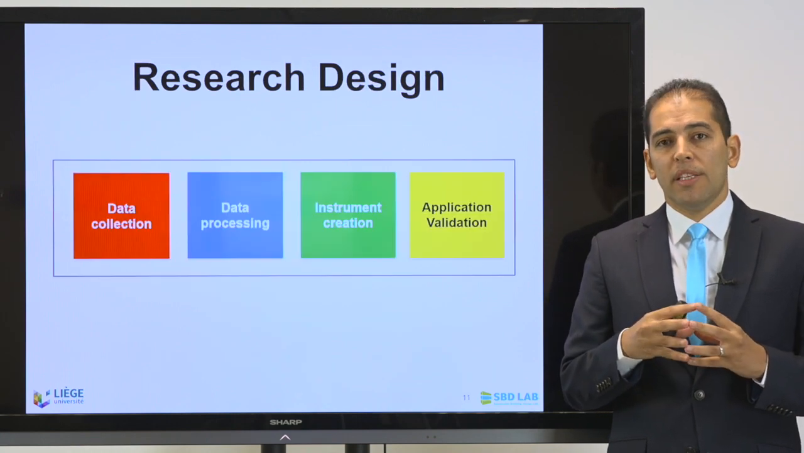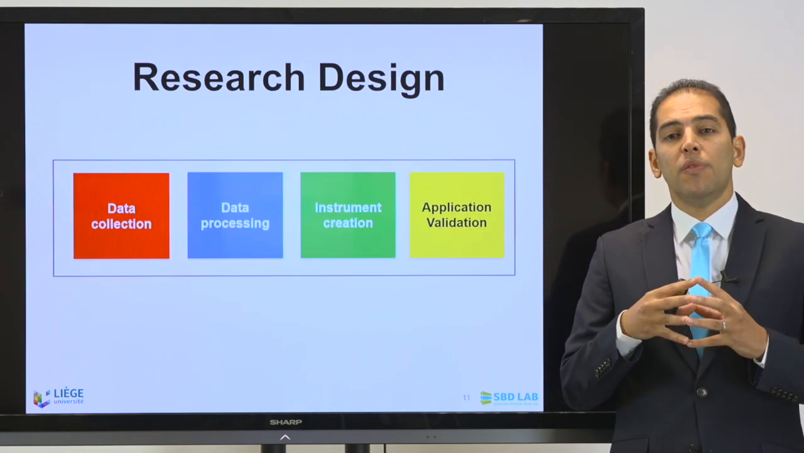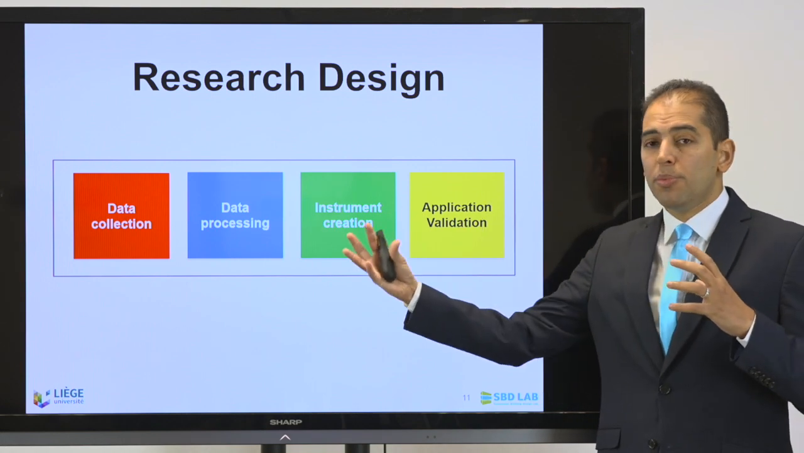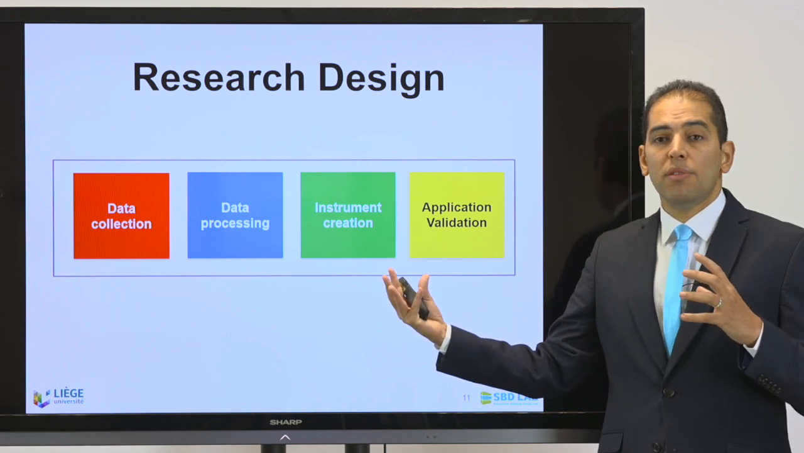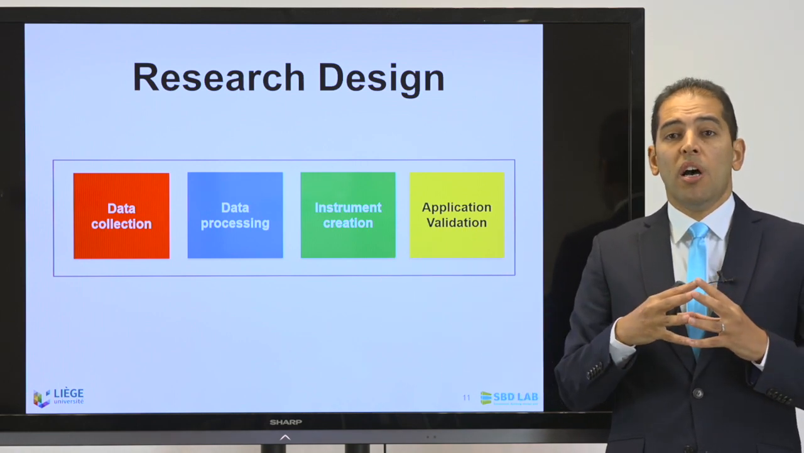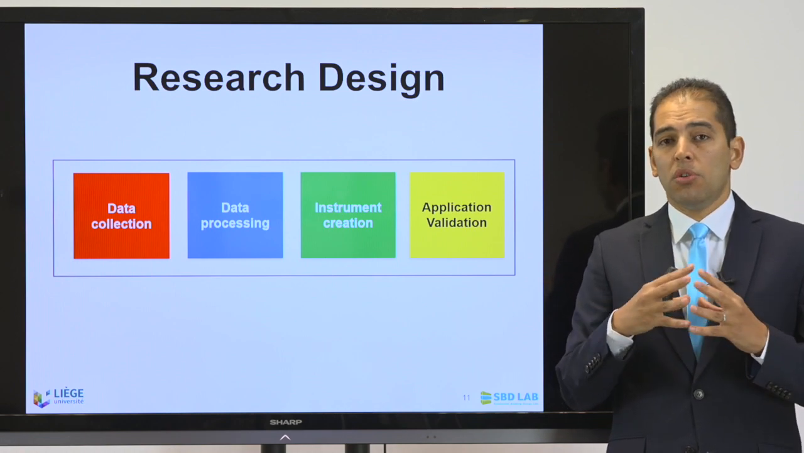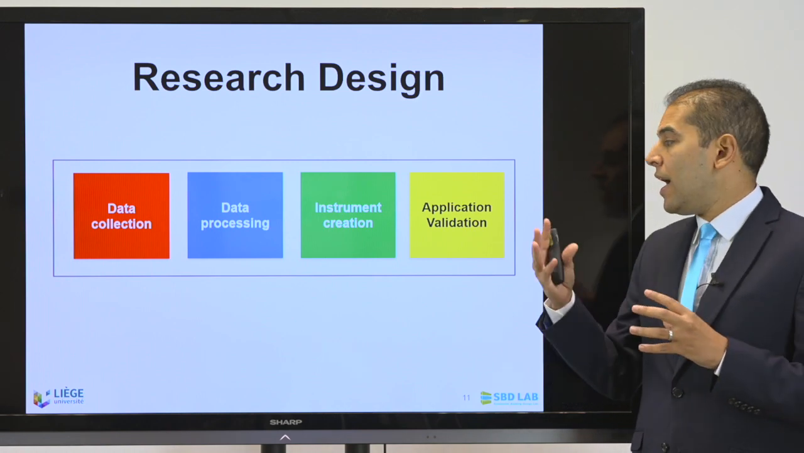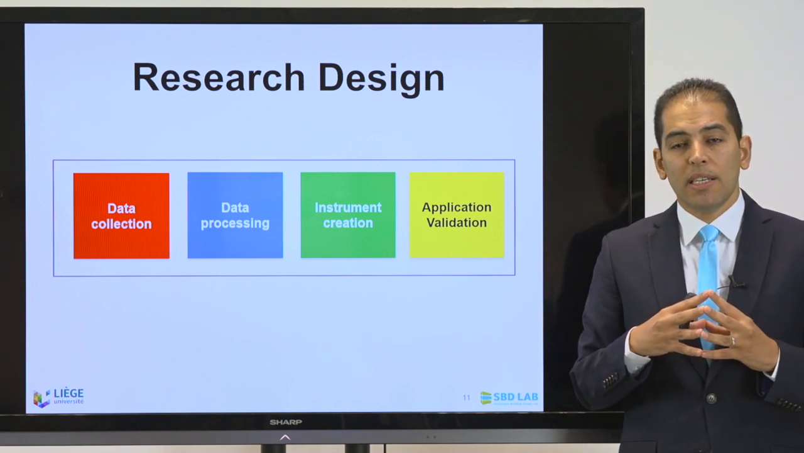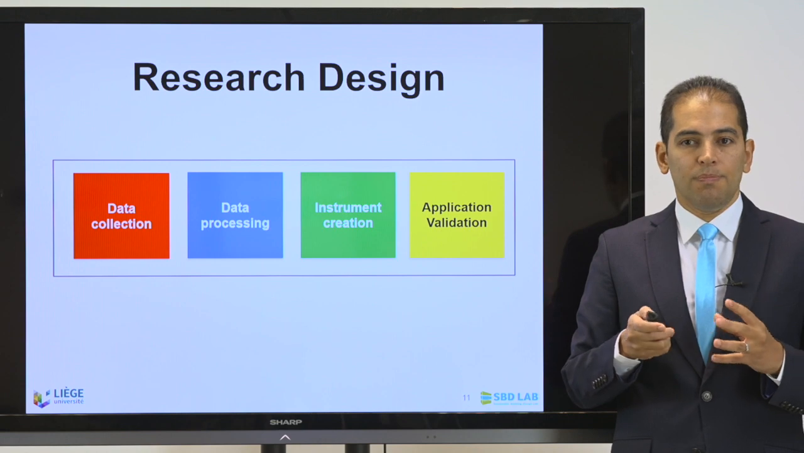But we should not forget that in the research design, we define how we are going to collect our data, how we are going to process our data, how we are going to develop our statistical tests in order to establish a variance or correlation or association or causation, and also how we are going to apply or validate our testing and our outcomes.